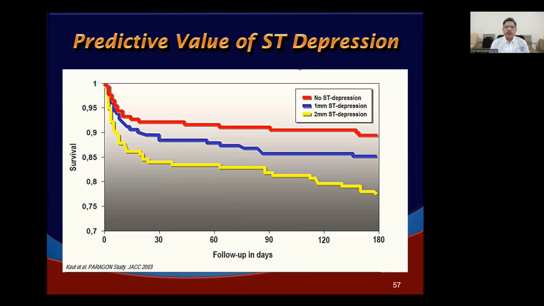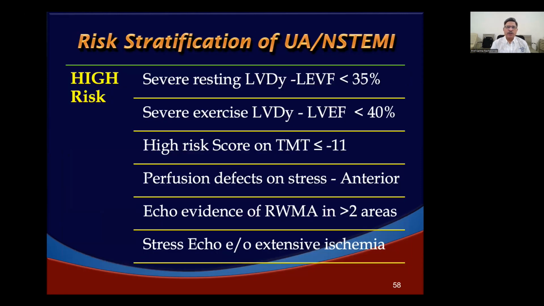Now this slide beautifully describes the value of ST depression. With no ST depression, the minimum mortality, in the 180 days follow-up on the x-axis, you can see 90% or above are still surviving. With 1 millimeter depression, only around 80% are surviving. With 2 millimeters depression, only 75% are surviving. That means ST segment depression is a marker of predictive value of prognosis. So, unstable angina, NSTEMI, risk classifications.